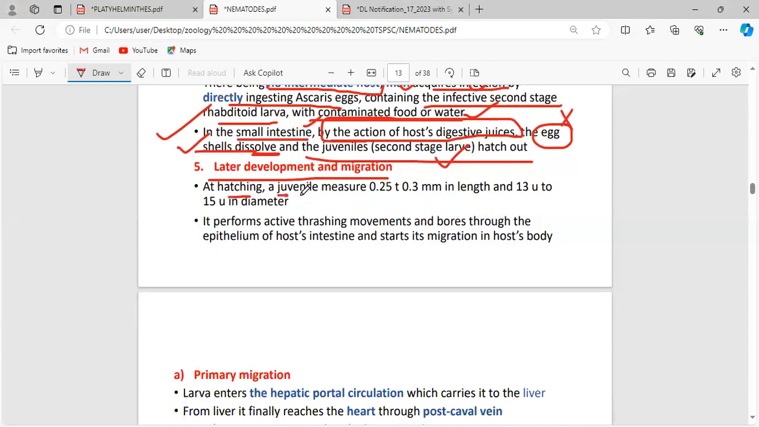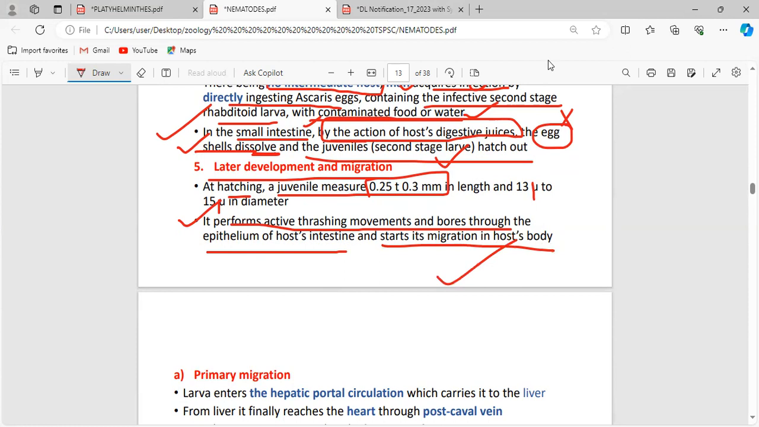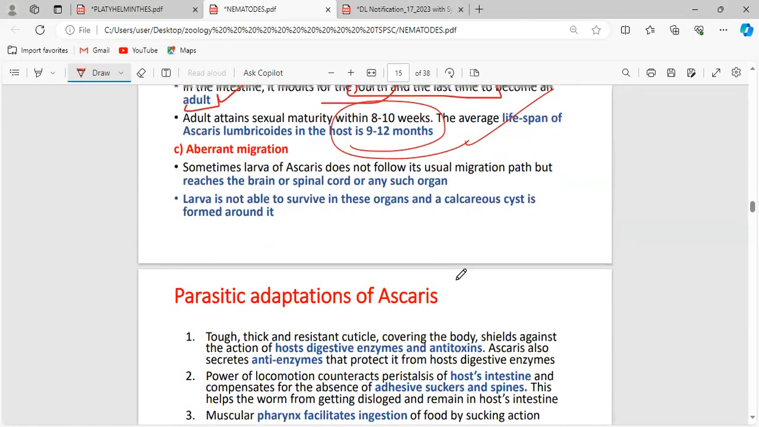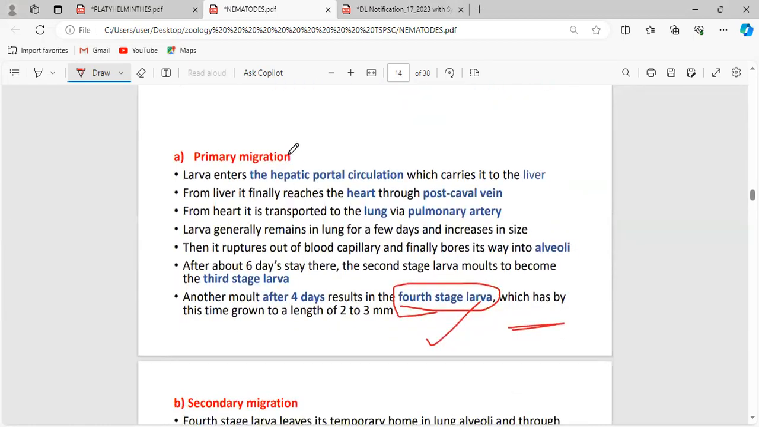At hatching, the juvenile measures 13 µm to 15 µm in diameter. It performs active thrashing movements and bores through the epithelium of the host intestine and starts its migration in the host body. So the second stage larva is the one going to start migration inside the host body. And we have the primary migration and the secondary migration.